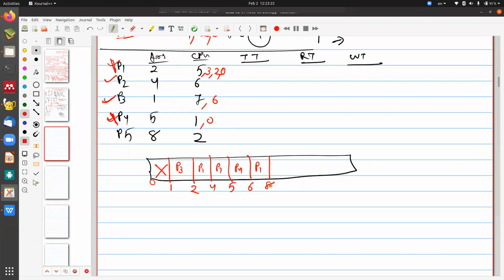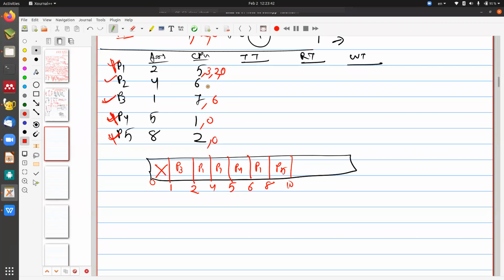And at 8 o'clock, who has arrived? This fellow has arrived, so I'll put a tick. Now this is 2, this is 6, this is 6. All have arrived, so no need to check anything. Whoever has less, first you put it. So P5 is less. Then 2 units, it is 10. It is over and comes to 0.